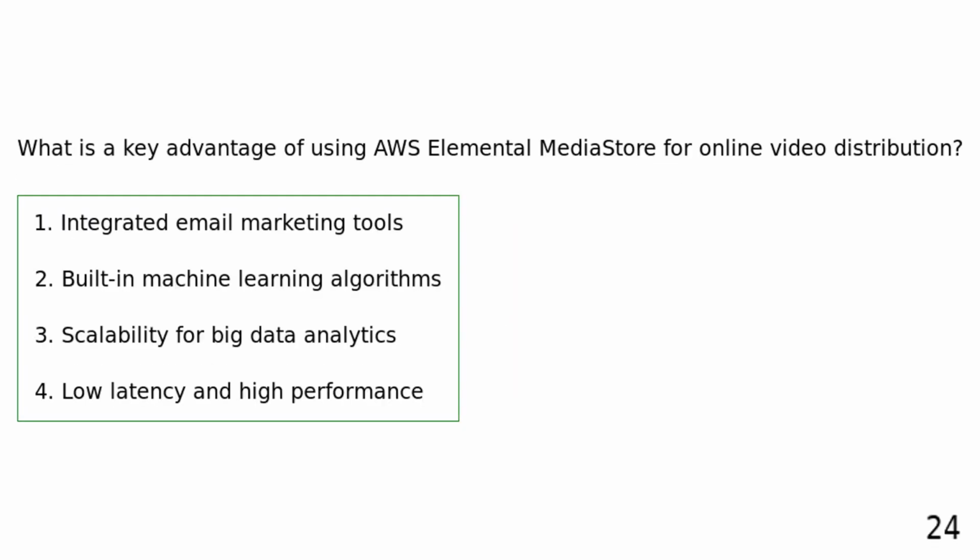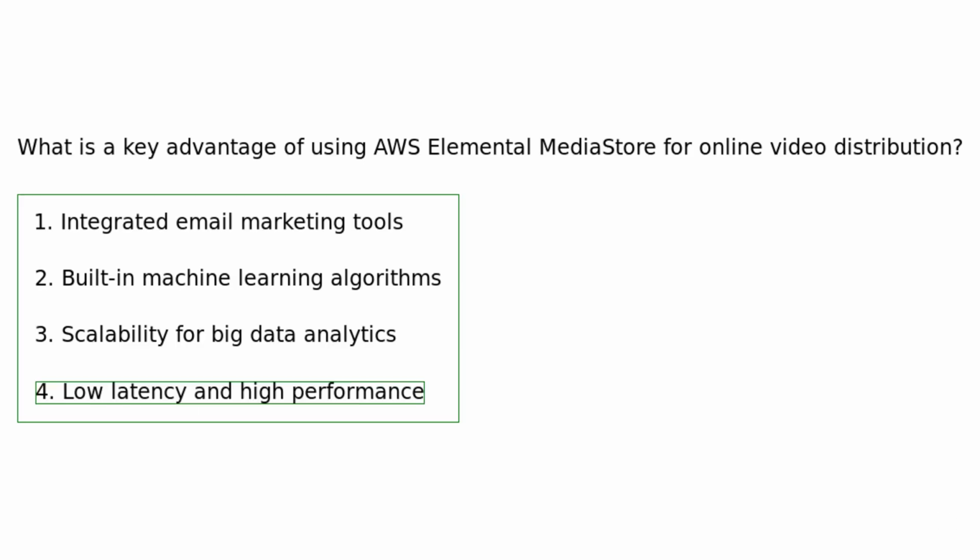What is a key advantage of using AWS Elemental MediaStore for online video distribution? Integrated email marketing tools. Built-in machine learning algorithms. Scalability for big data analytics. Low latency and high performance. A key advantage of using AWS Elemental MediaStore for online video distribution is its low latency and high performance, providing a seamless viewing experience for users.